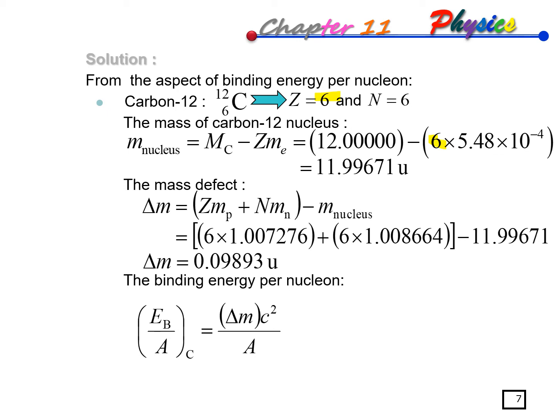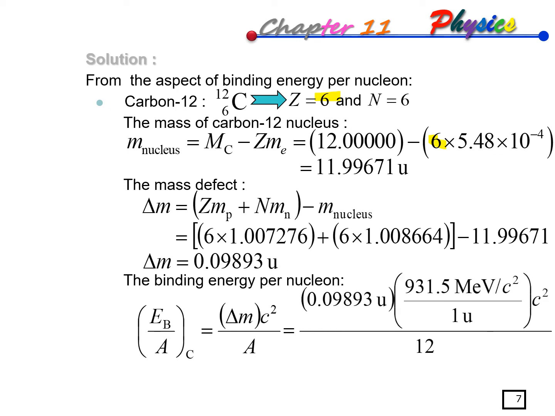So we replace the values straight in, and use the unit conversion directly to MeV. The final answer we end up with is 7.68 MeV per nucleon. So this is the binding energy per nucleon for carbon.